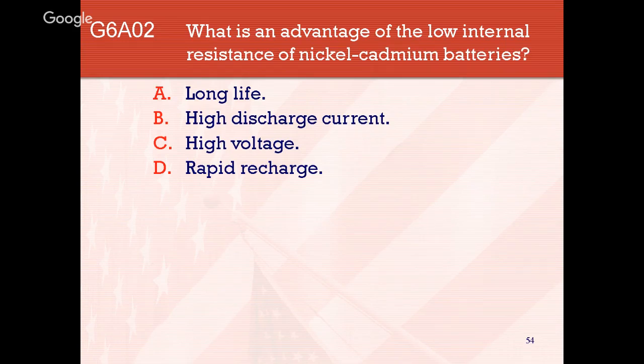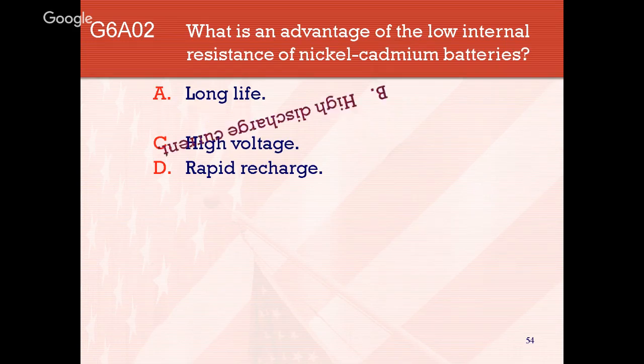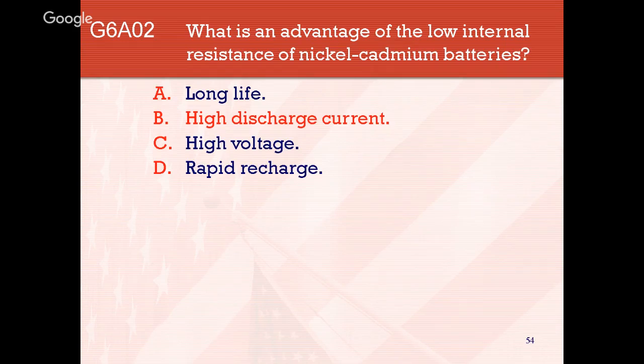So by providing full power, and then all of a sudden your power is gone, it's because it has a high discharge current. That's an advantage of the low internal resistance of your NiCad battery. The high discharge current continues to provide you as close to the highest available voltage possible that the NiCad can put out, and then it just drops off immediately when it can no longer provide any power.